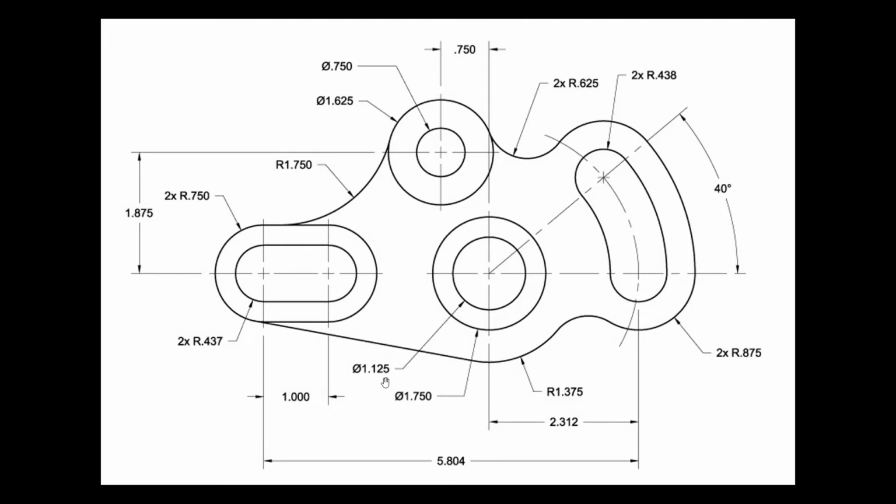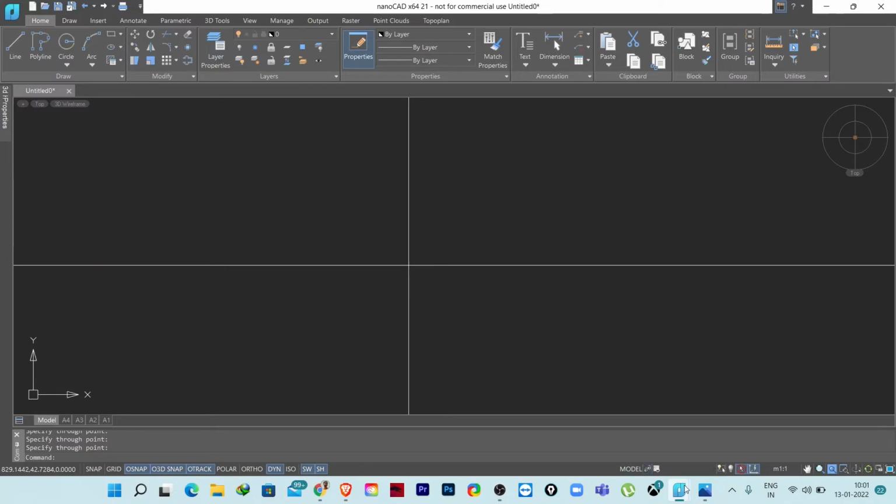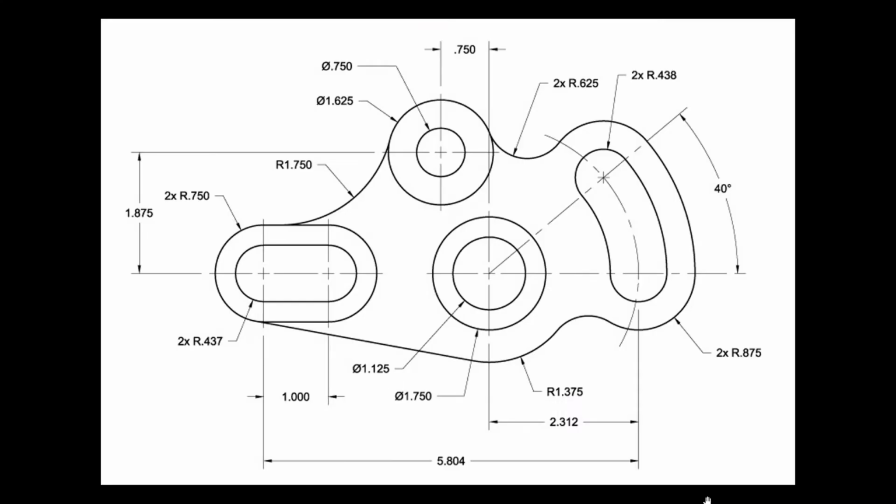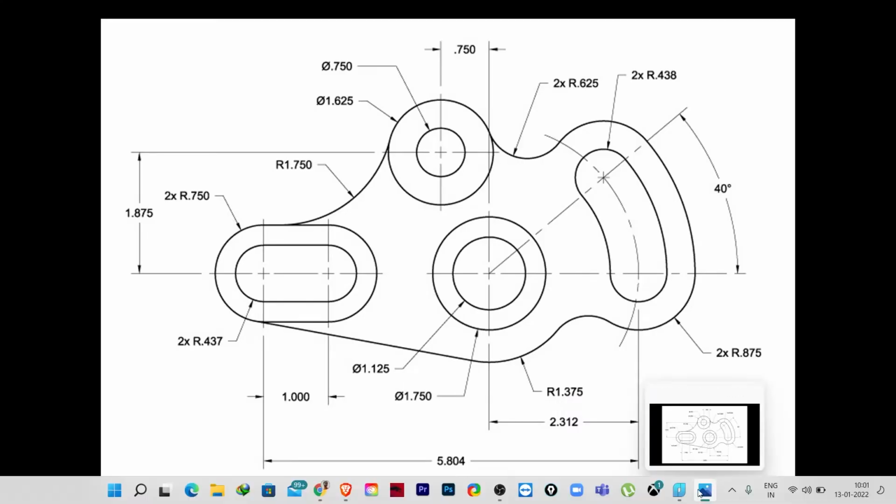So I'm just randomly drawing these particular parts. If you want to draw in mm or inch or whatever unit, you can set up the unit here. I'm going with a random unit now. So 1.125, and you can see 1.1750. So let's draw it here.